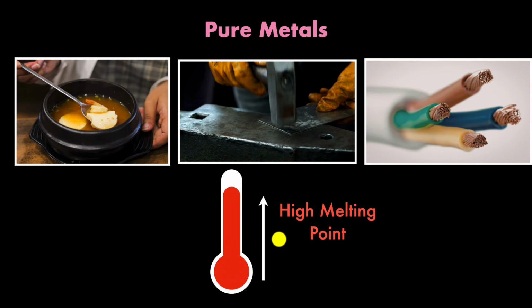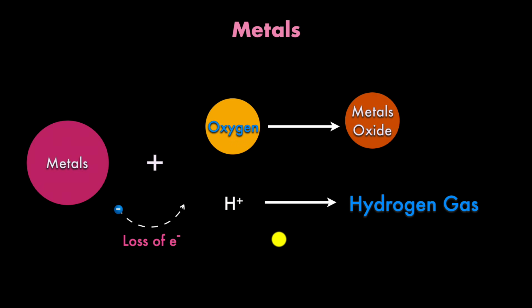Of course, the tendency to lose electrons also explains some of the chemical reactions, how they react with oxygen or acids, or in general, how they react with non-metals for that matter. I find it so awesome that just by understanding how metals tend to lose their outermost electrons, we can explain so much about them.